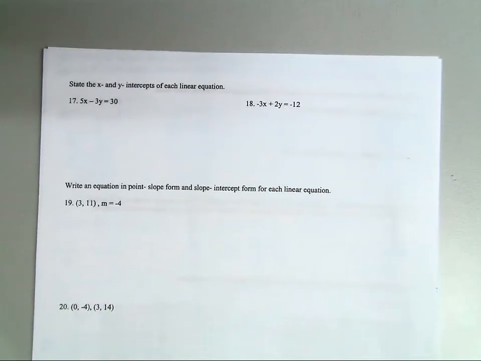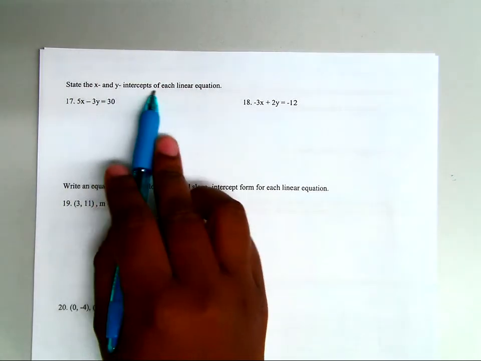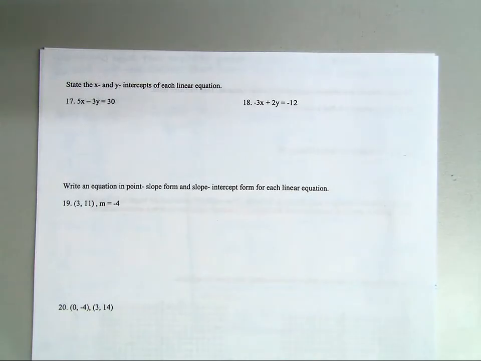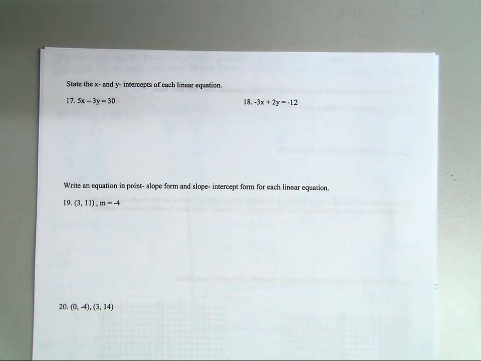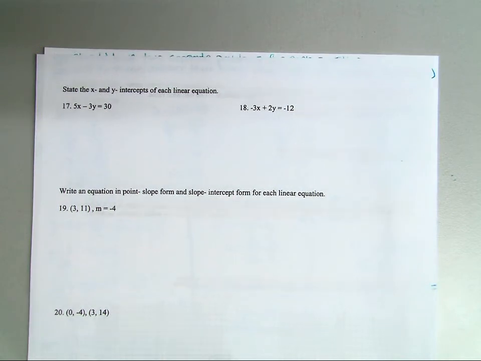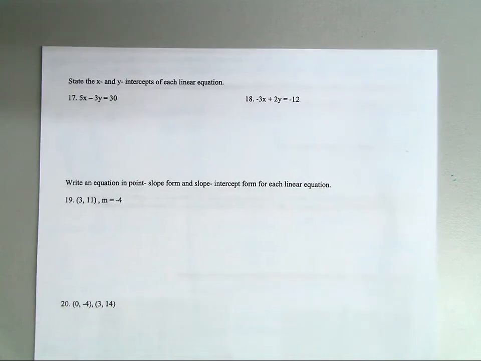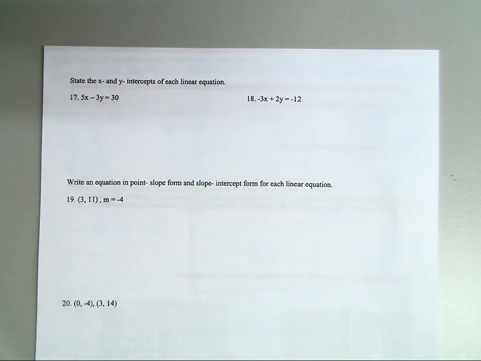So for 17, it asks us to state the x and y intercepts of each linear equation. In your notes, you should have that to find the x-intercept, plug 0 in for the y and solve for x. Okay? To find the y-intercept, plug 0 in for the x and solve for y.